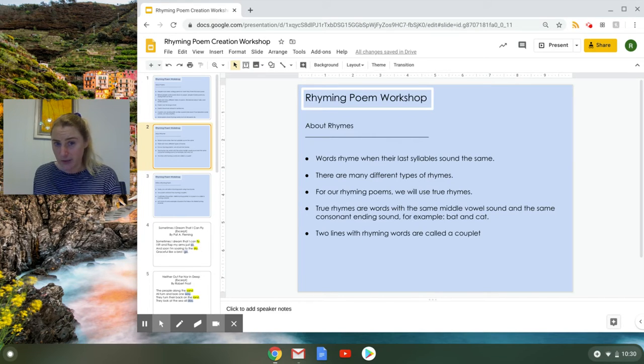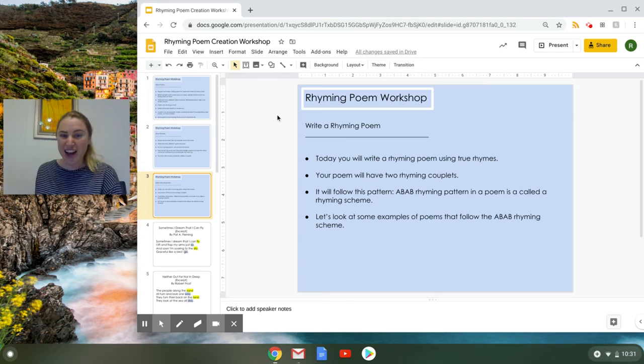So an example of two words that rhyme are bat and cat. So that middle vowel, the A, which makes the sound ah, is the same. And that ending sound, t, t, t, that comes from the letter T, that's the same. So that's a true rhyme. The beginning sound is different, but the words rhyme because the middle sound and the end sound are the same. In a poem, two lines with rhyming words are called a couplet. They're called a rhyming couplet.